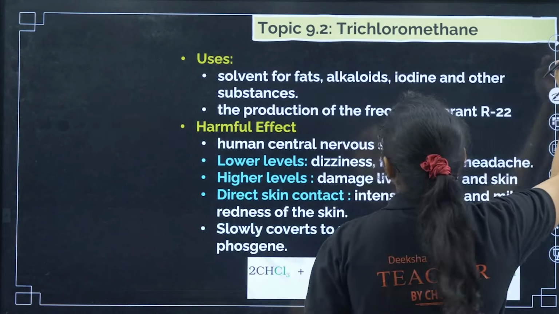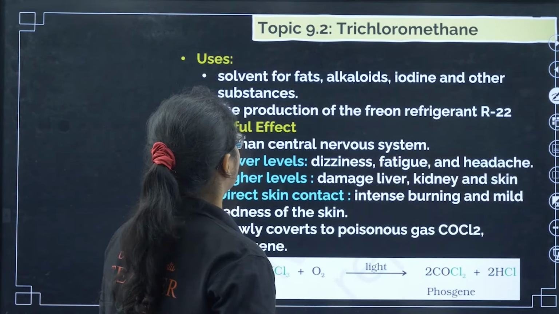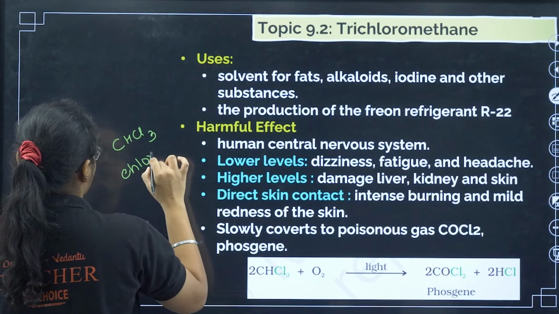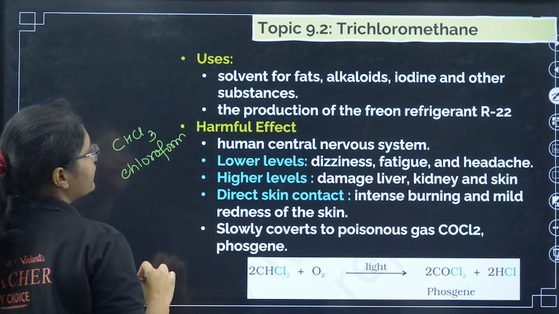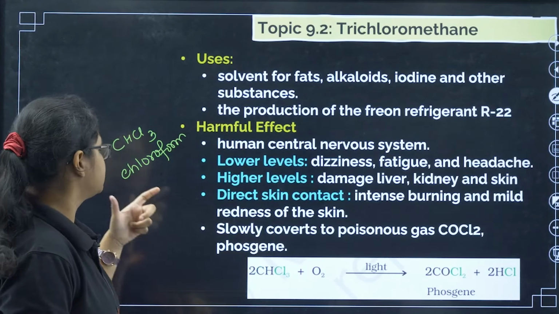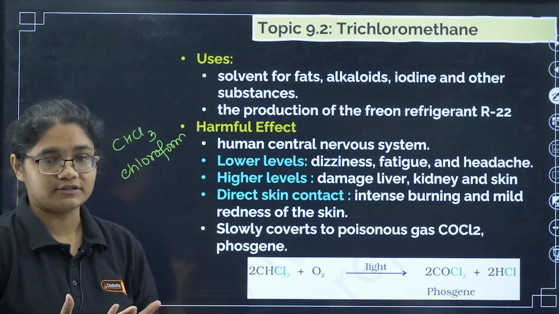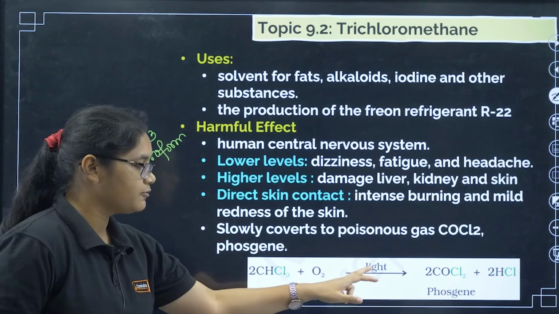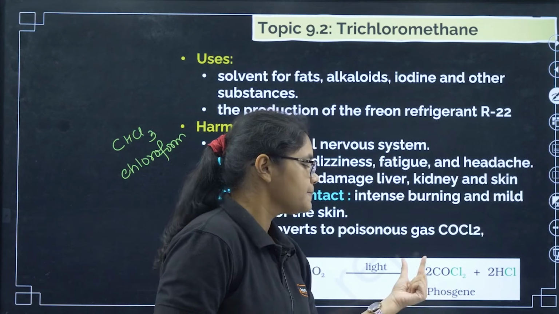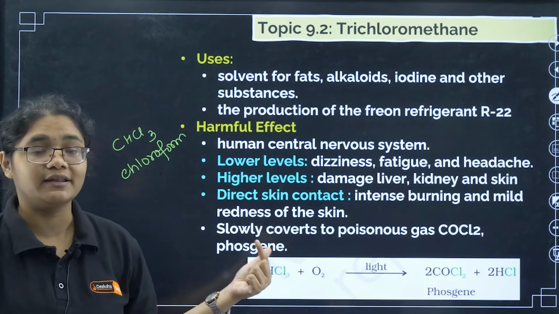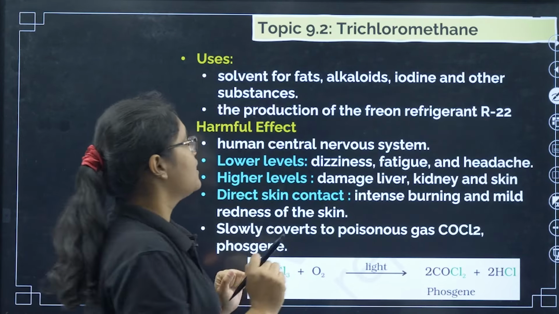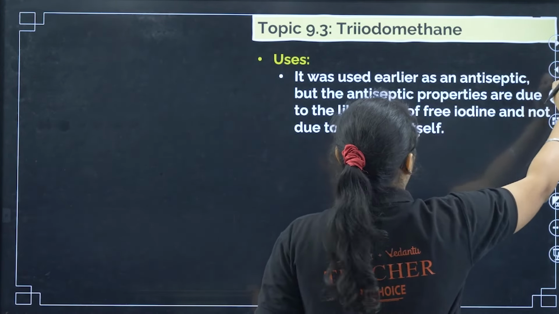Now let's see next trichloromethane. This is important. You have CHCl3, which we also call chloroform. Again, it is used as a solvent. This reaction is important: chloroform is always stored in dark bottles. The reason is that if light is present, it reacts with oxygen to give you COCl2 plus HCl. This harmful gas COCl2 is very, very toxic, and it is called phosgene and can create harmful effects.